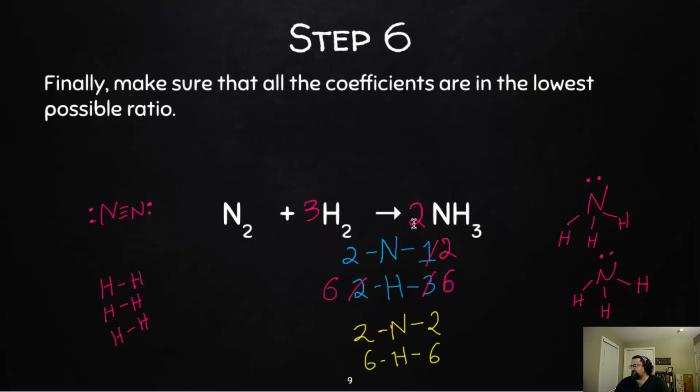But you do need to reduce that ratio. So if we had a 2 and a 6 and a 4, the balancing would be correct. It's a ratio. But 2, 6, and 4 can be reduced to 1, 3, and 2.